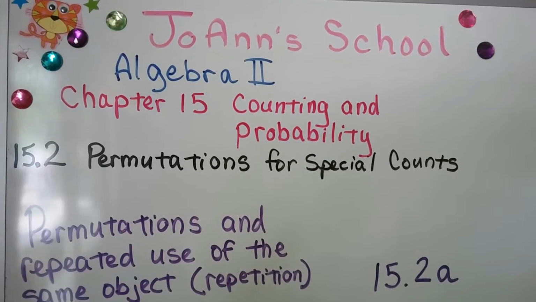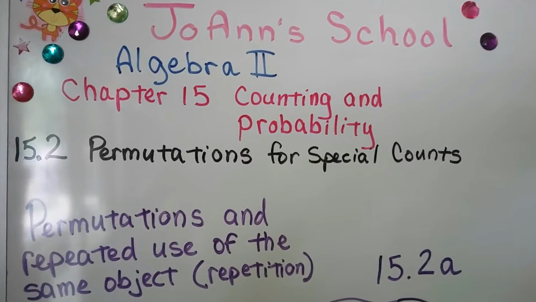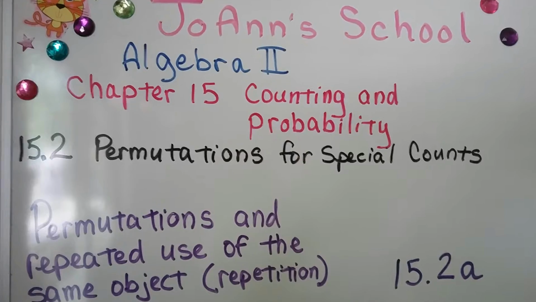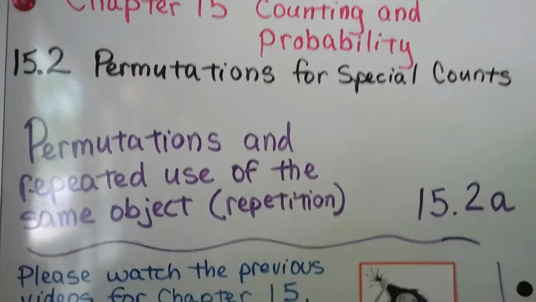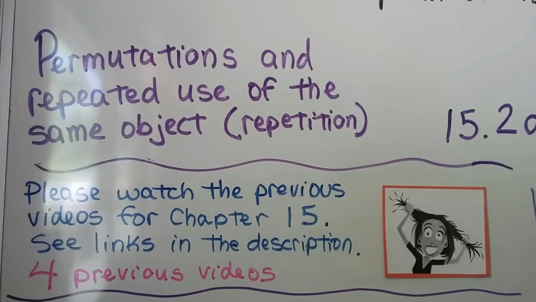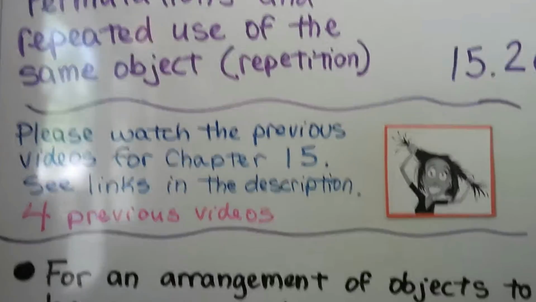We're on to the second lesson for Chapter 15. This is permutations and repeated use of the same object. So this is with repetition. We're at 15.2a. If you've missed the 4 previous videos for this chapter, you might become lost or confused, and you can click the description to watch those first.